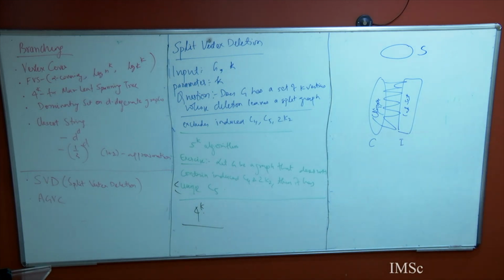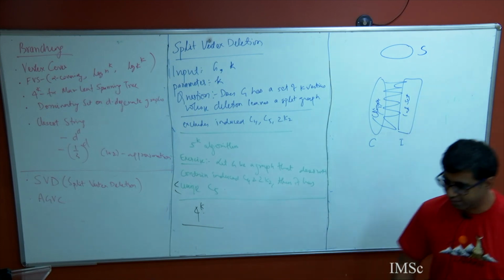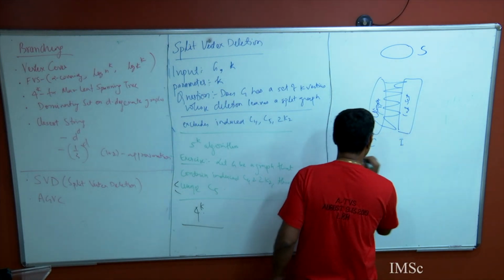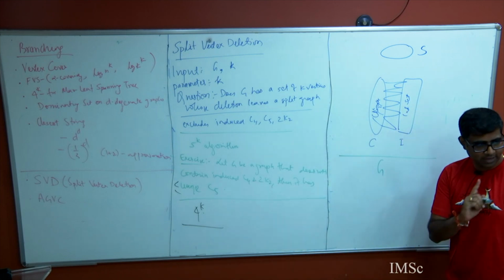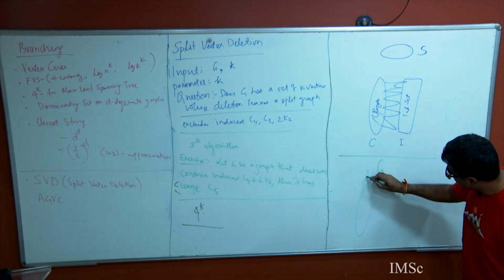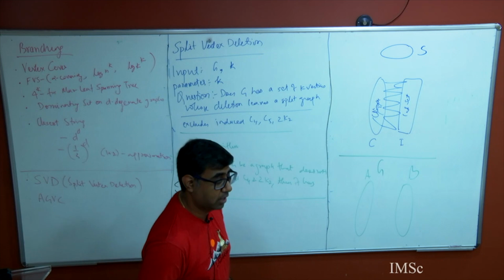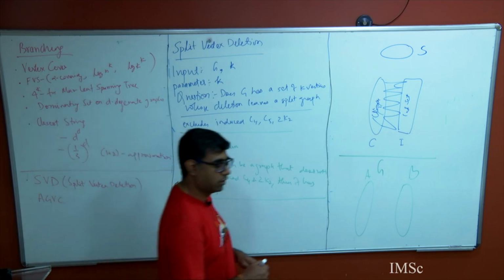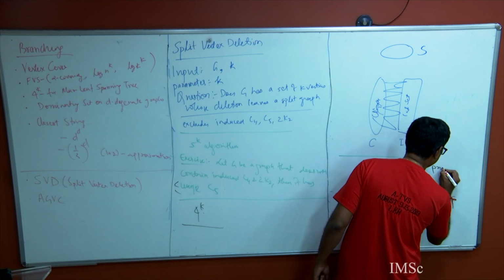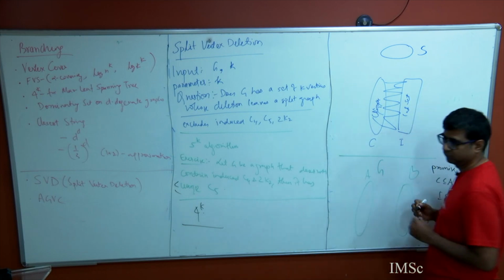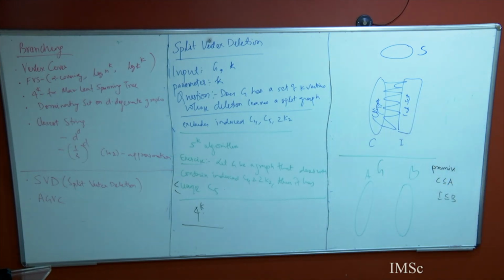Okay. So now suppose I have C and A, and I do not know where they are. Given a graph G, I give you a partition A, B, and I promise you that C is a subset of A and I is a subset of B. Suppose I give you such a partition of my graph. I want to solve split vertex deletion.